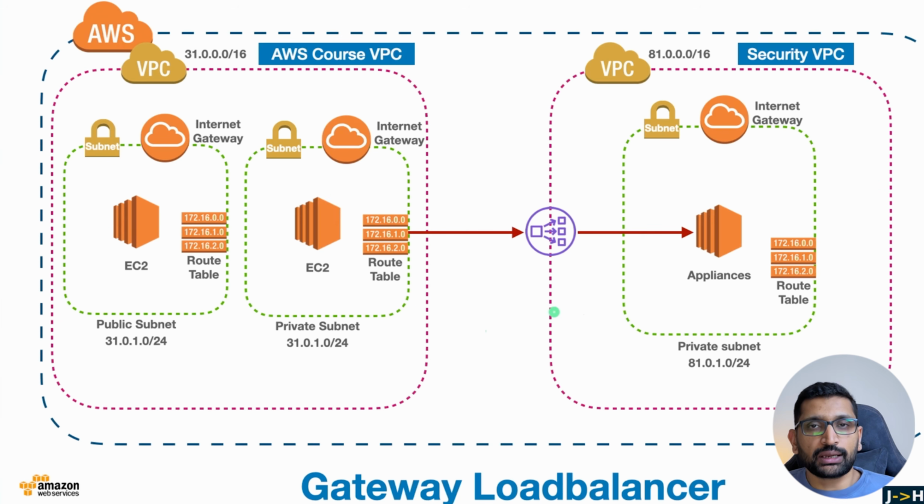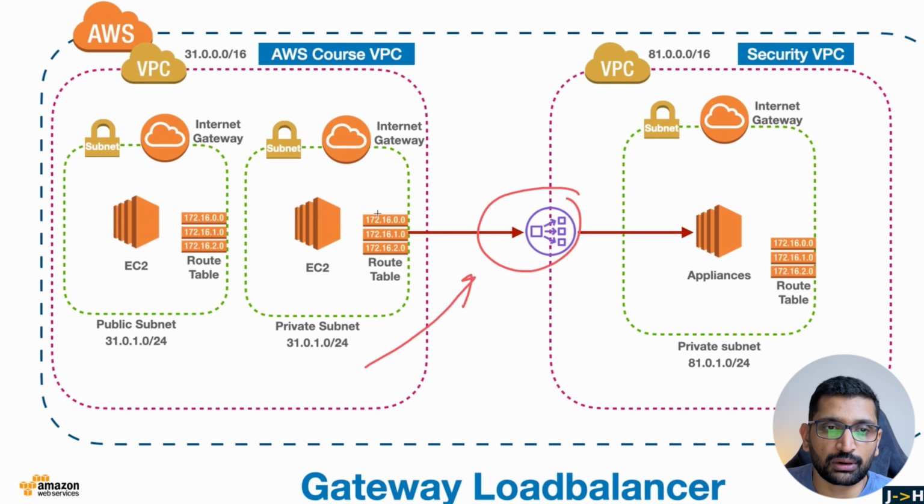Now let's put that example into the perspective of the implementation which we are going to do inside the demo. Here you can see in the middle, this is our gateway load balancer, and this gateway load balancer will allow the traffic coming from this VPC. This could be multiple traffic generated from this VPC to enter into this security VPC.